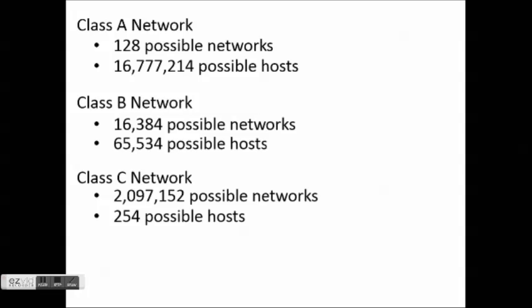The larger network ID for Class B networks gives 16,384 possible Class B networks, with 65,534 possible hosts on each network. And the even larger network ID for the Class C networks allows for 2,097,152 possible Class C networks with 254 possible hosts on each. Dividing networks into classes organizes all available IP addresses into categories based on network size.